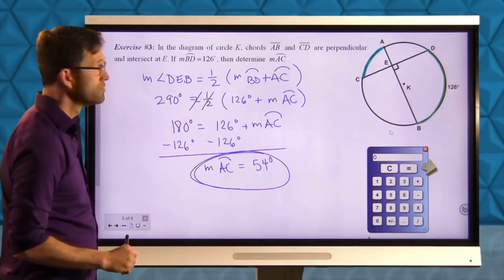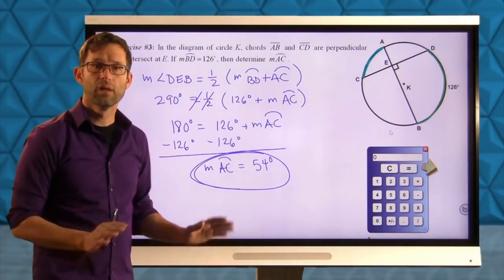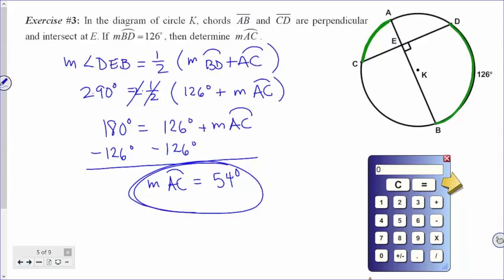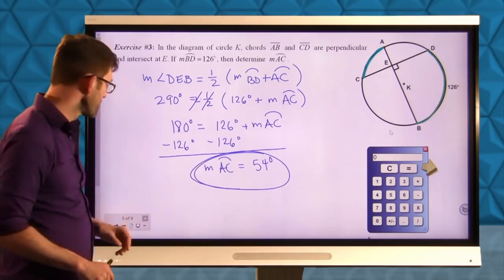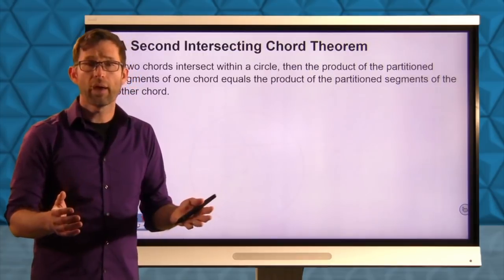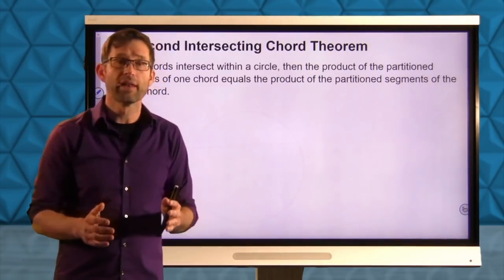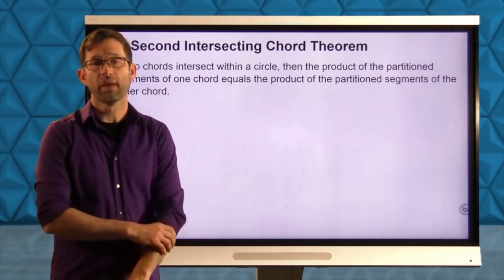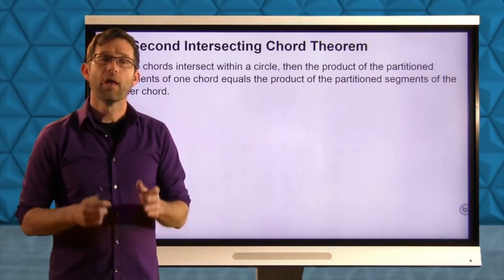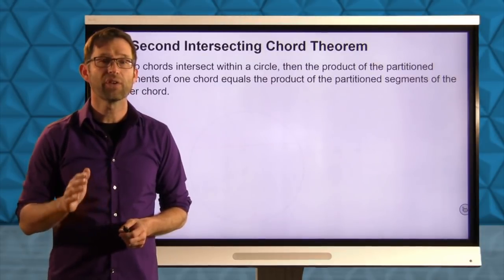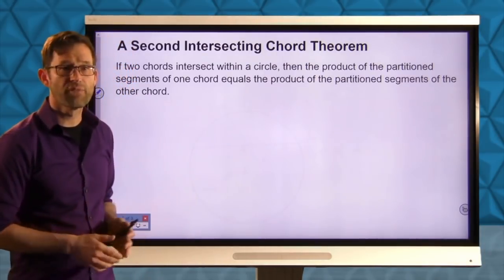All right, and that's it. Let me step back, go ahead and copy down anything you need to. All right, let's keep going. Now, we had one relationship that related the angle that intersecting chords make with the arcs that they intercept. The second intersecting chord theorem, though, has virtually nothing to do with angles, and it says the following.